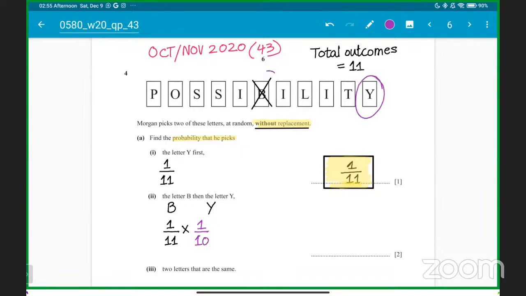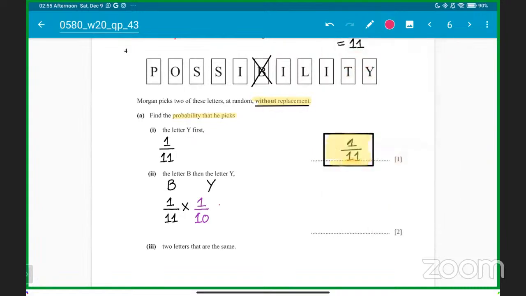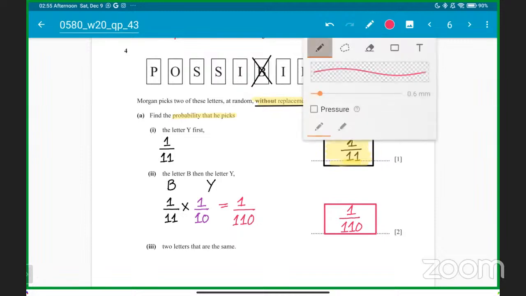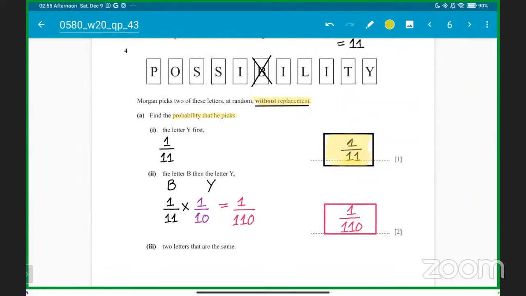But now you don't have this one, so the total number of outcomes is now 10 only. Getting it, students? Clear, everyone? So 1 times 1 is 1, and 11 times 10 is 110. So here we go: the second answer is 1/110. Clear, everyone? So this part is also done. Part 2 is also done.